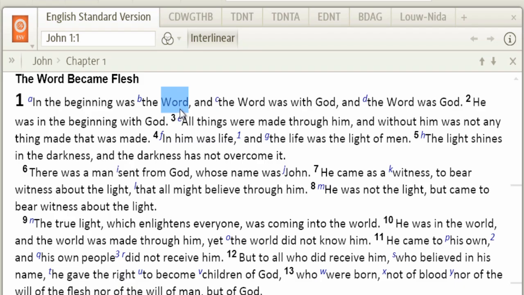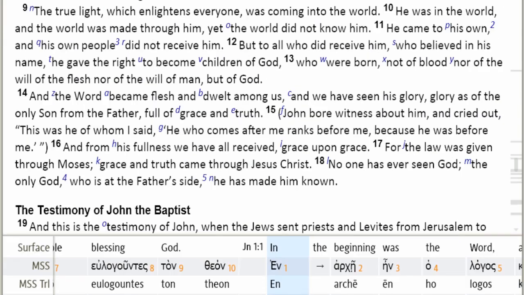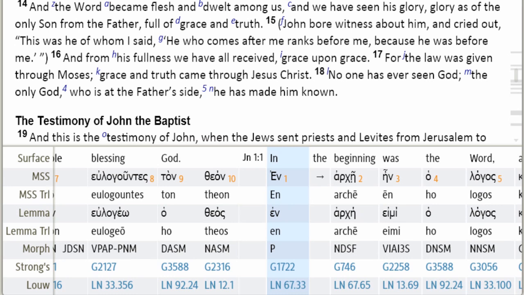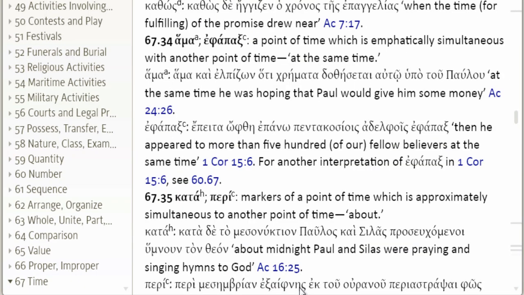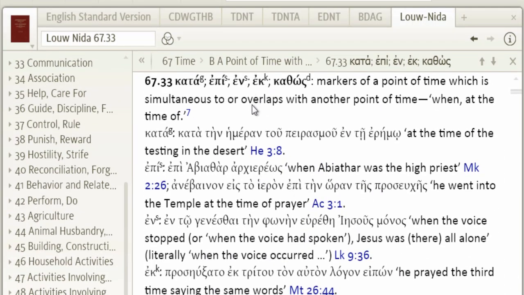But the Louw-Nida numbers come in handy with other parts of speech, especially prepositions. Look, for example, at the first word here in the sentence. In English it's in, but in Greek it's en. And down in the reverse interlinear pane, we have a link to the Louw-Nida number. If we click on this link, we're taken to the article. We get a definition here: markers of a point of time which is simultaneous to or overlaps with another point in time. So there's a definition followed by an English translation or gloss, when or at the time of.